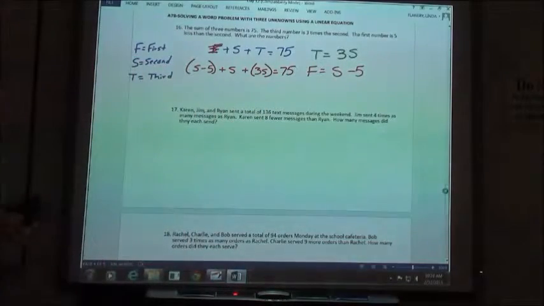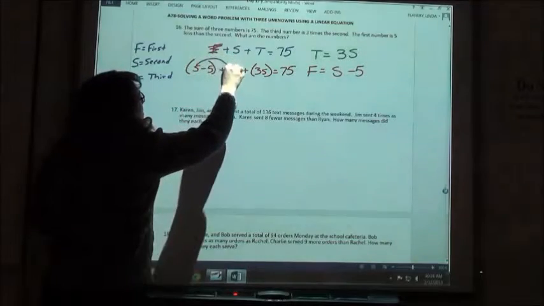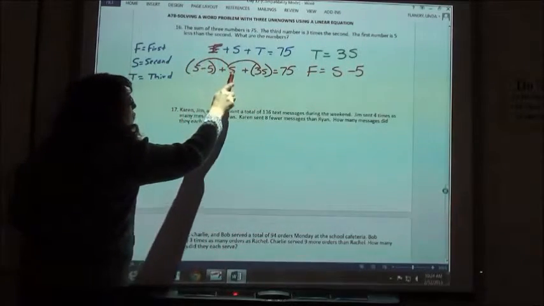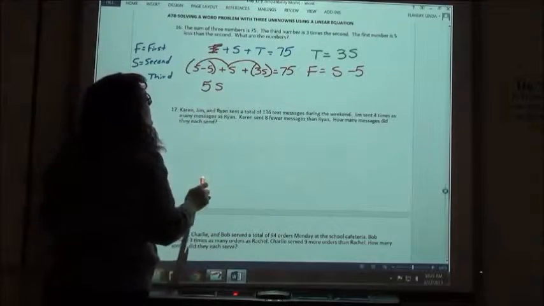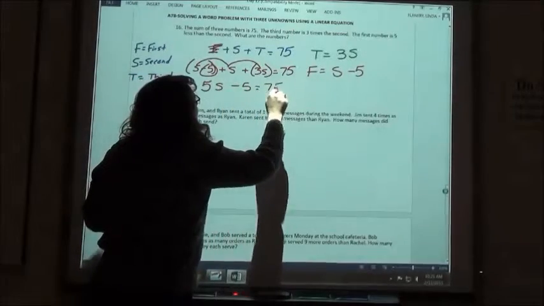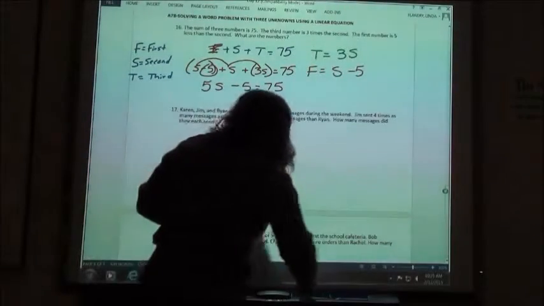Now I can go ahead and combine my like terms. I've got an S plus another S plus 3 S's. 1 plus 1 plus 3 would be 5 S's. Then I have this minus 5 to equal my 75. See where I run into problem with my S's and my 5's looking the same.